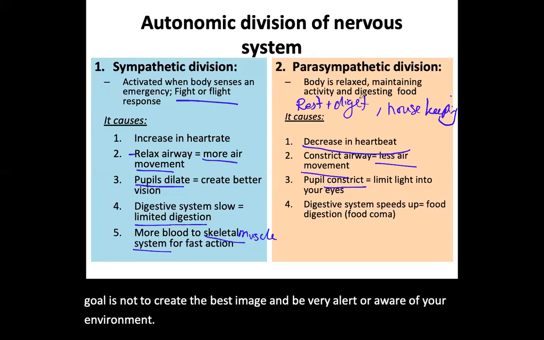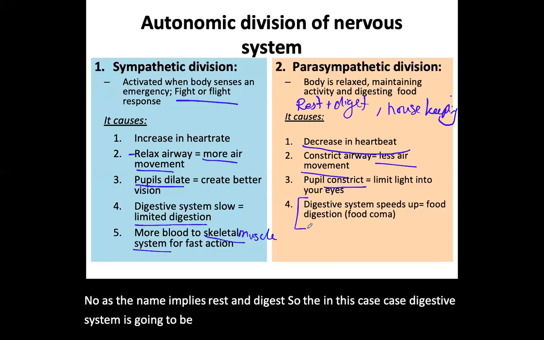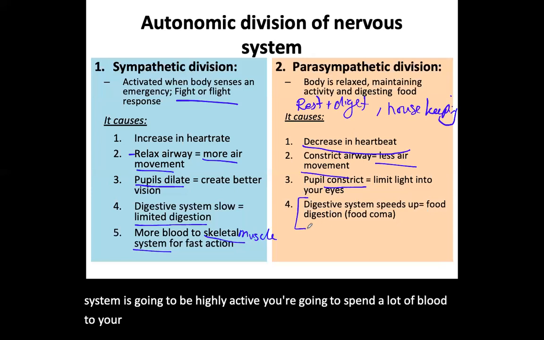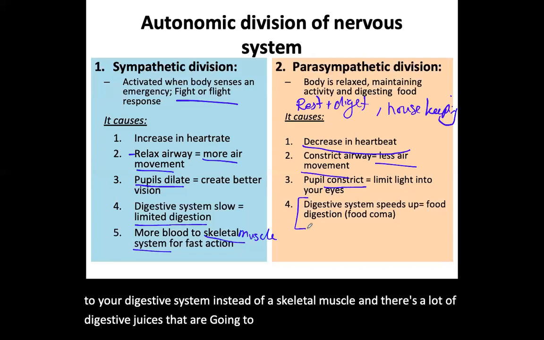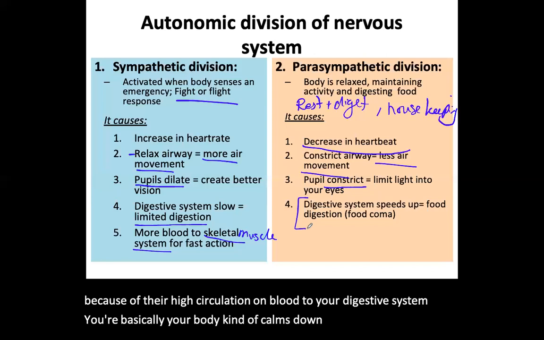Now, as the name implies, rest and digest. So in this case, the digestive system is going to be highly active. You're going to send a lot of blood to your digestive system instead of skeletal muscle. And there's a lot of digestive juices that are going to help basically digest your food. And because of the high circulation of blood to your digestive system, basically your body kind of calms down, and that's what we identify as a food coma.